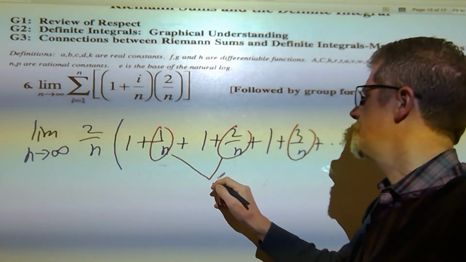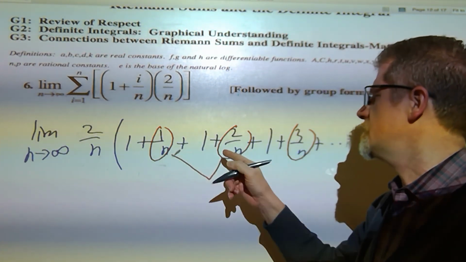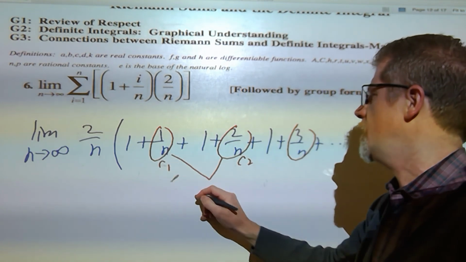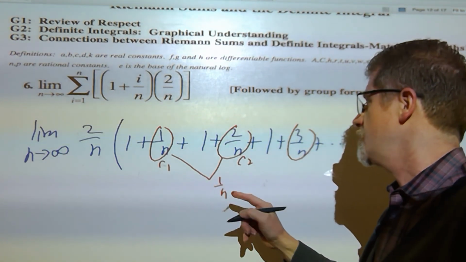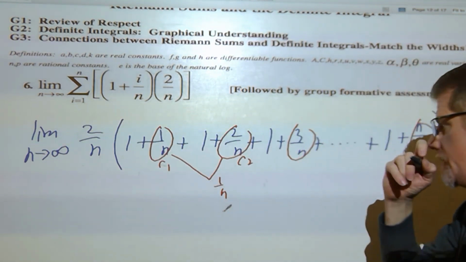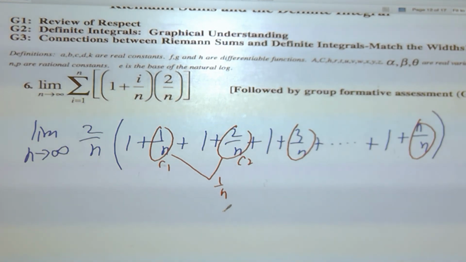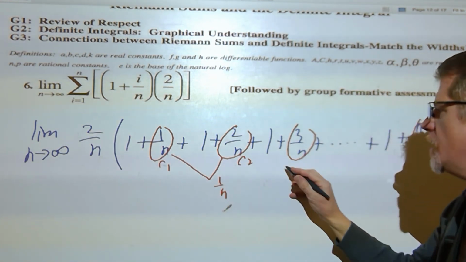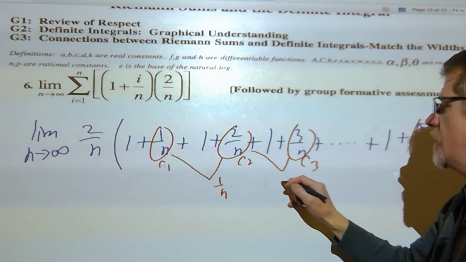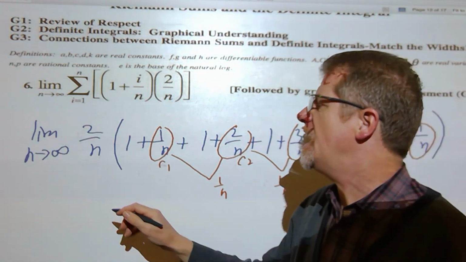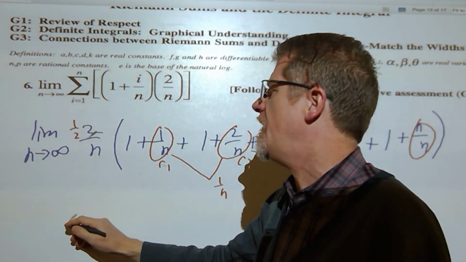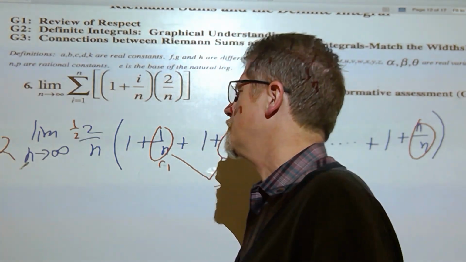Notice that the first difference, C2 minus C1, is 1 over n, which does not match the 2 over n. So here, to turn a 2 over n into a 1 over n, all of these differences are 1 over n. I have to doctor with a 1/2 and counterbalance with a 2.